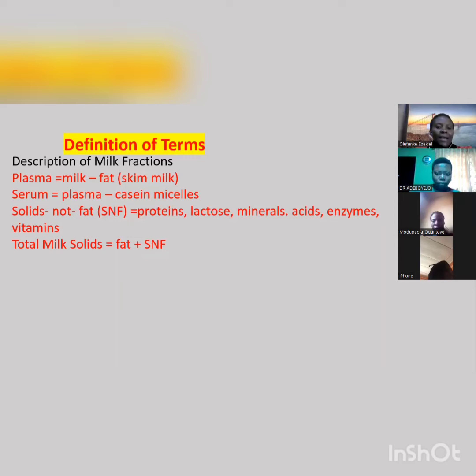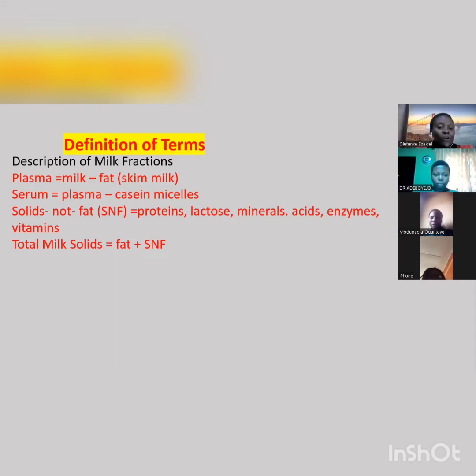Serum is plasma minus casein micelle. Casein is a type of milk protein, but that is not the only protein that is in milk. We also have whey protein. So when you have plasma, it's actually the whey protein, the liquid whey that is called serum. Plasma minus casein micelle will give us serum, usually referred to as whey, liquid whey.